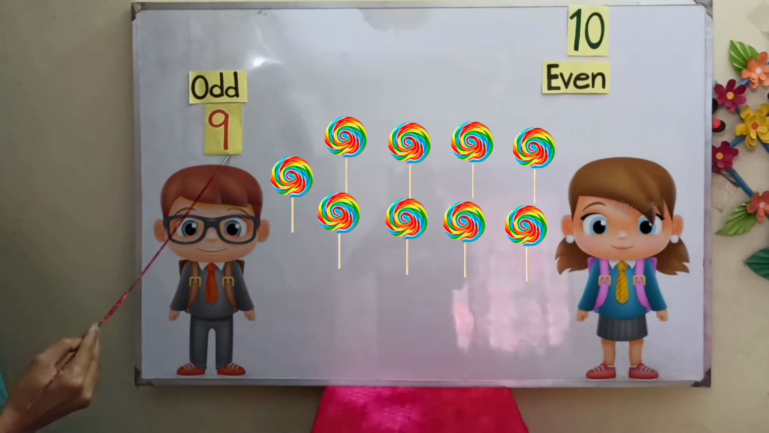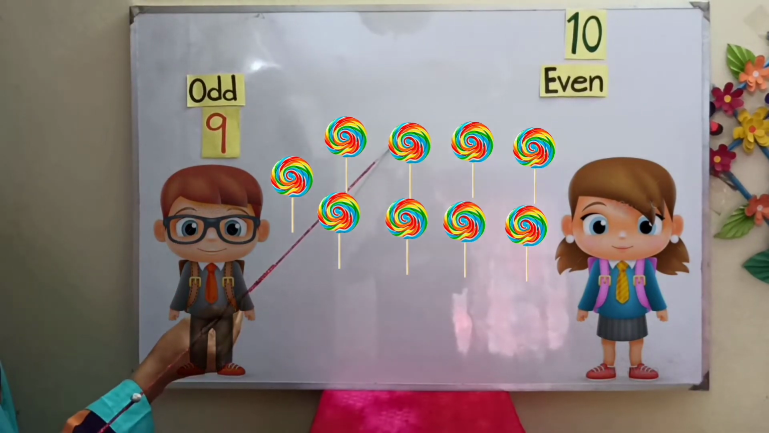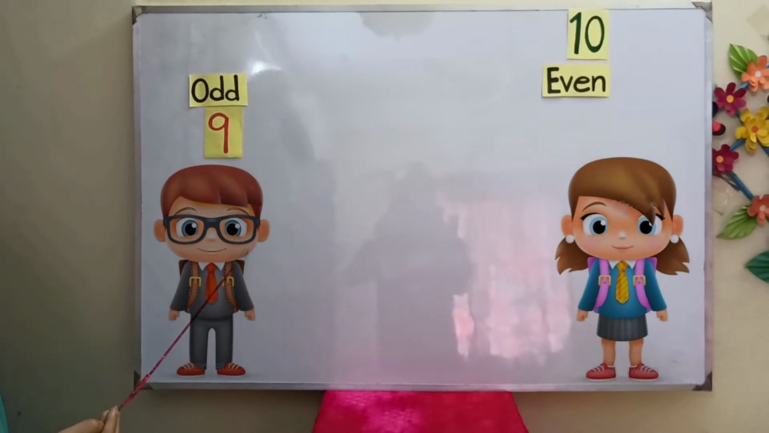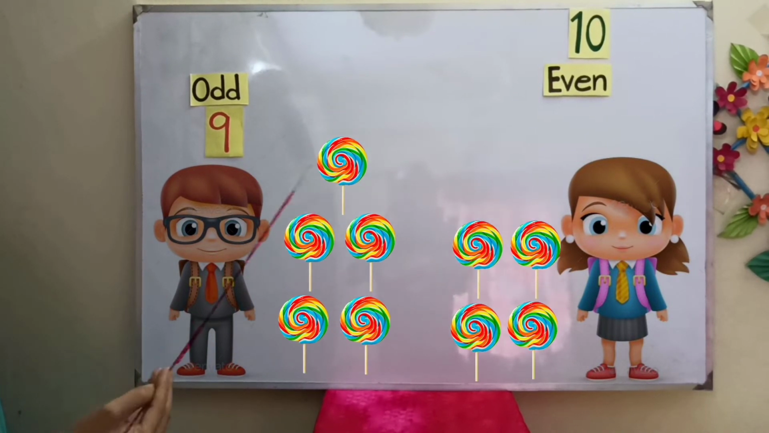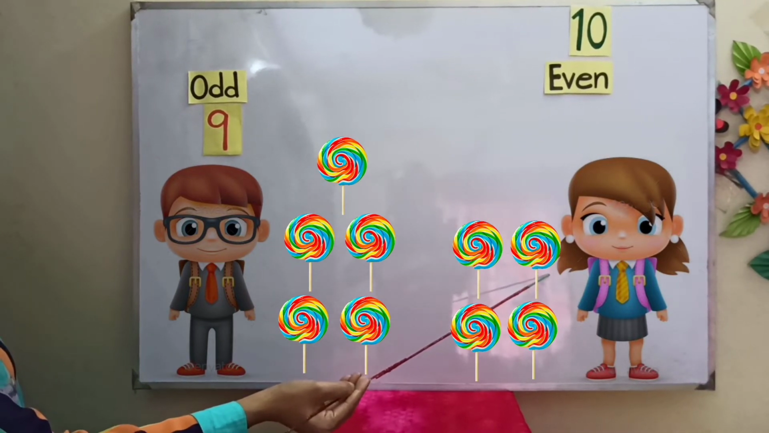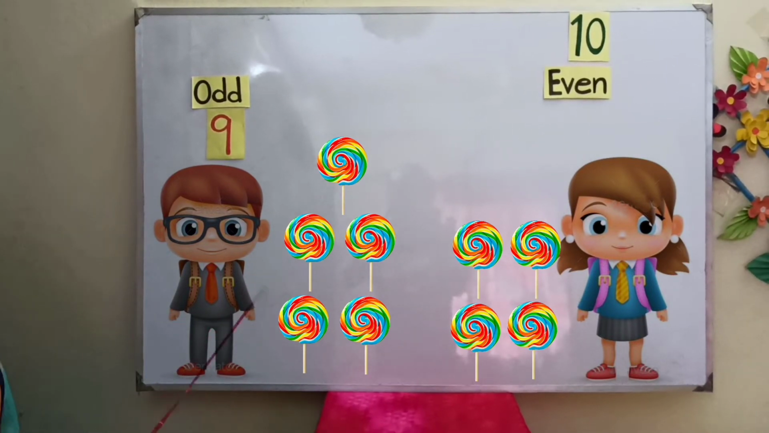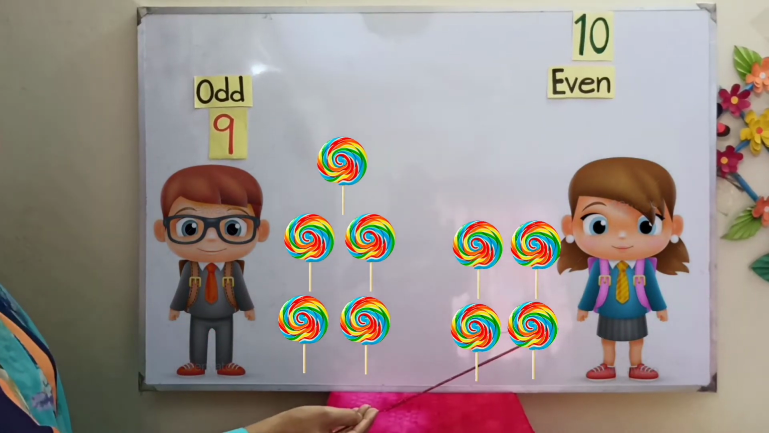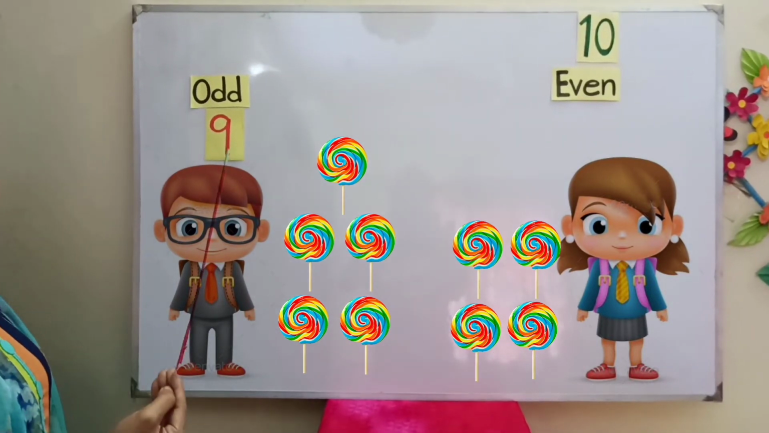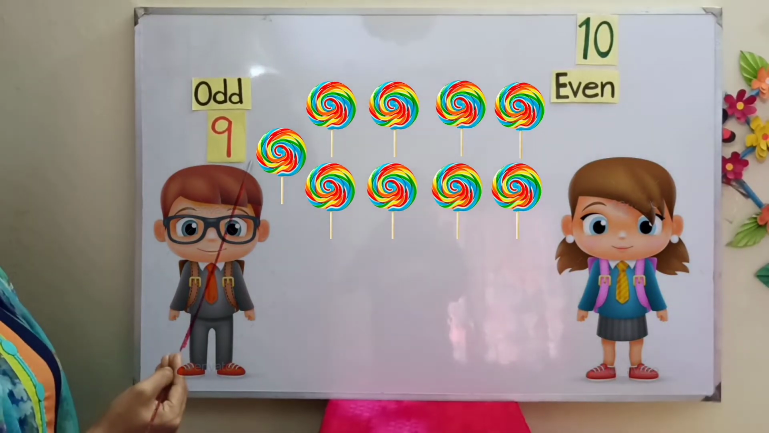9. 9 is an odd number. 9 lollipops and Tony is getting 5 and Molly is getting 4. So they are not getting equally. One is getting lots, one is getting less. And they are not making into a pair. So 9 lollipops. It is an odd number.